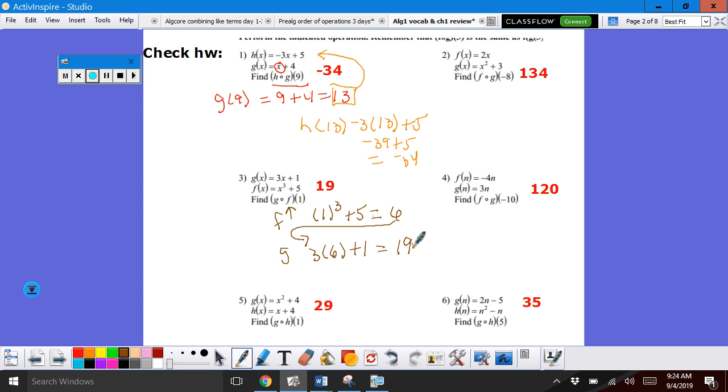So that is how all of these work. So on this one, the g is going to go first. On this one, the h is going to go first. Then you take that answer and put it into the other one. So let's look at this one.